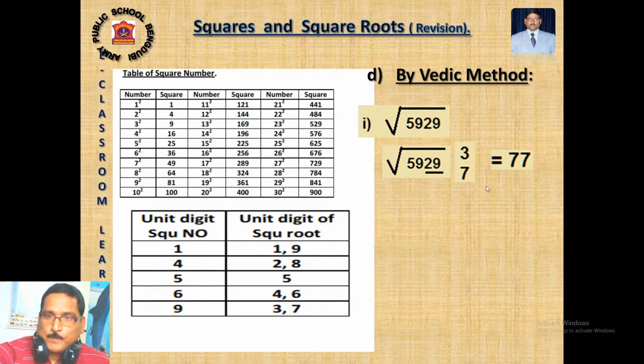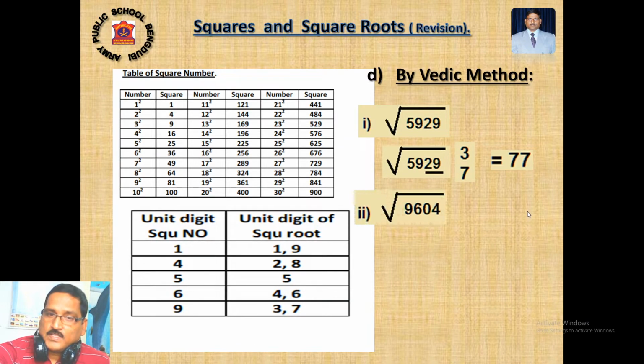Have you understood? The first digit may be 3 or 7, which you determine after getting the ten's digit. The ten's digit comes after 7 square, that's why 7. And if it is 7, then what will the unit digit be? 59 is very close to 8 square, which is the greater number. So the greater number is 7, so another 7 is there.